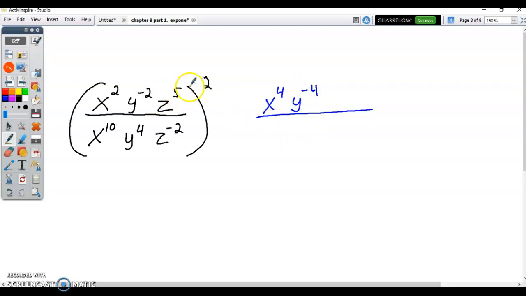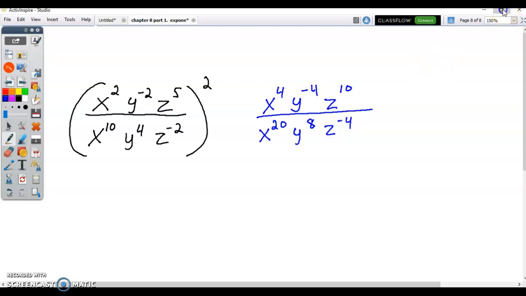Okay, we have z to the 5th squared, so that is going to be z to the 5 times 2, which would be 10. Now I'm going to look at these bottom numbers, and I'm still raising it to that second power. This would be x to the 10 times 2, which would be 20. Y to the 4 times 2, which would be 8. And then negative 2 times 2 would be negative 4, so z to the negative 4.